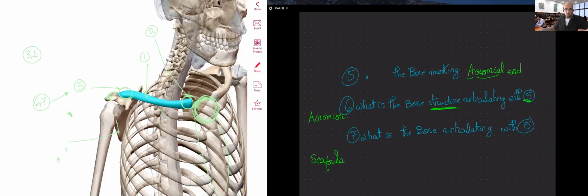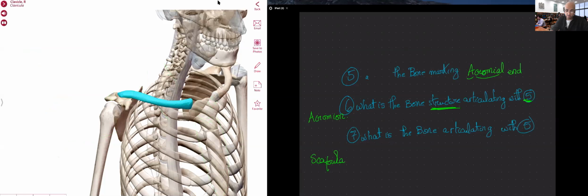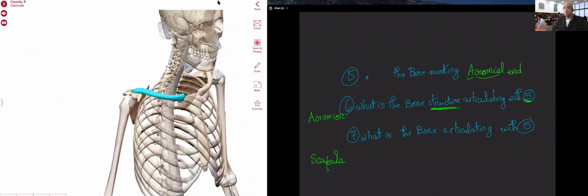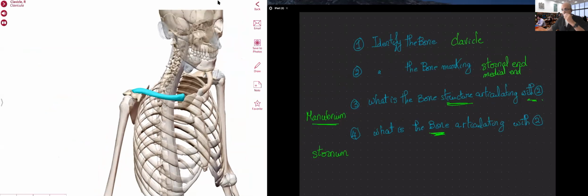Those are all the possible questions that you can have for the clavicle. You only have 2 markings, and those are all the possible questions you can have here addressing the clavicle. Does anything seem complicated?